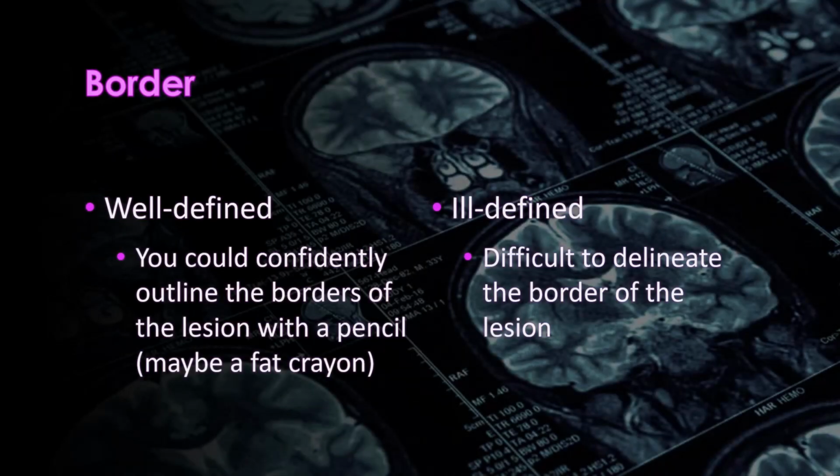So when we're talking about the border of a lesion that you see on a radiograph, these are the two major categories, well-defined or ill-defined. Well-defined meaning you could confidently outline the borders of the lesion with a pencil. I kind of put in parentheses, maybe with a fat crayon. You can leave a little bit of wiggle room there. But ill-defined is more when it's tough to delineate the border of the lesion. And so we'll show you what that means.